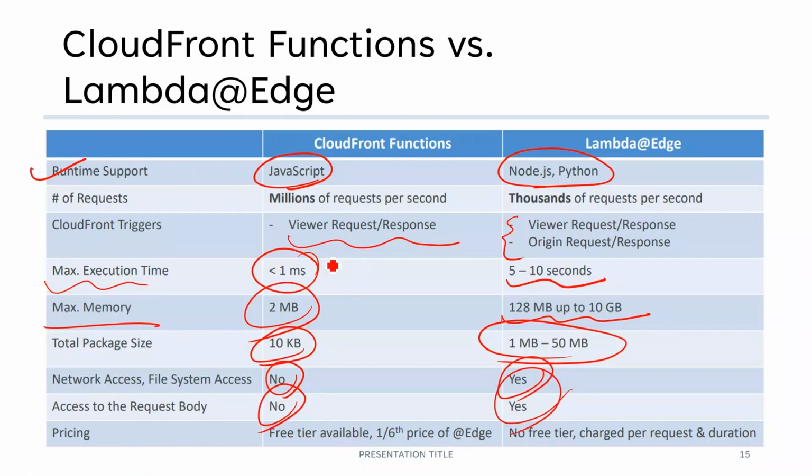For pricing, CloudFront functions have a free tier available, and they cost one sixth of the price of Lambda@Edge. For Lambda@Edge functions, you have no free tier, and you are charged per request and duration. So in a nutshell, if your requirement is faster execution, less cost, and you are only going to deal with the request and response of the viewer, and it can handle millions of requests per second with very low latency, then please go with CloudFront functions.